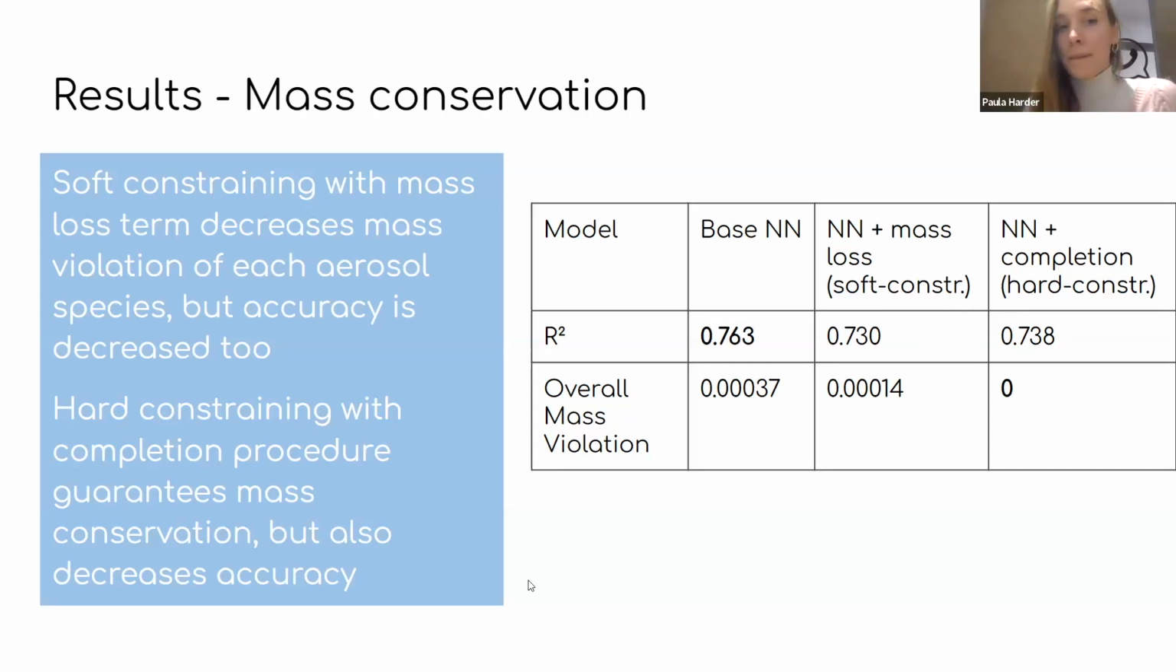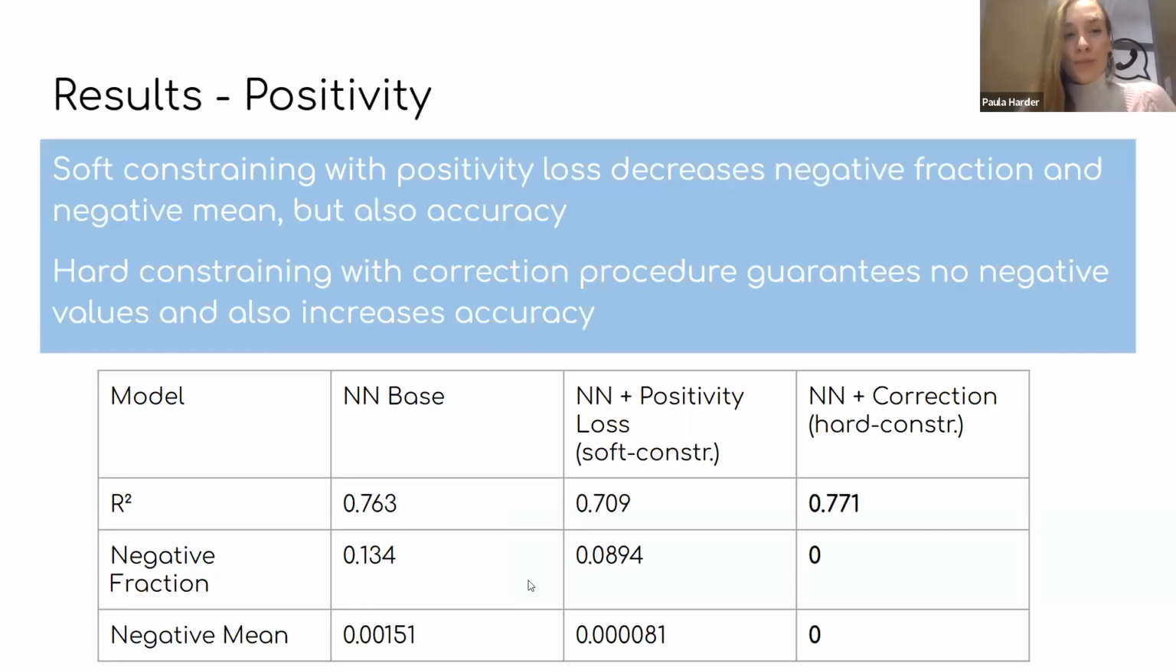If we look at the positivity, here again we have the basic neural network, then the soft constraint and the hard constraint one. We can see that with the soft constraint we decrease the negative fraction a bit, but there are still 9% negative values, which is of course a problem for plugging it back into a climate model. And then also a significant decrease in the score.